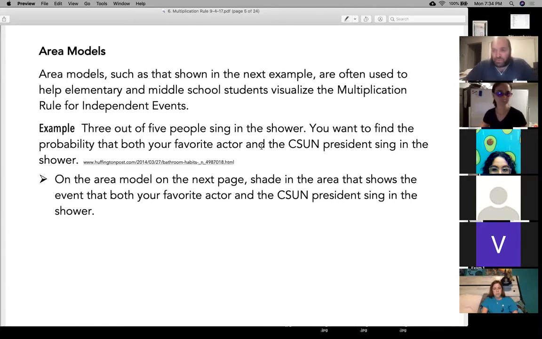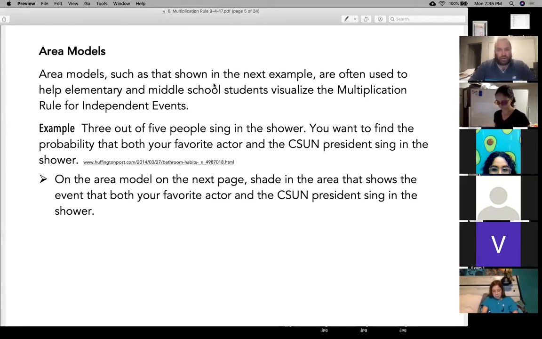This is not a math question. This is a common sense question. Would the Sesame president singing or not singing have any effect on your favorite actor singing or not singing? No, they have nothing to do with it, unless they happen to be the same person or related or living in the same house or something, which I don't think they are. Then they are independent events, which means that we can use what we just learned.